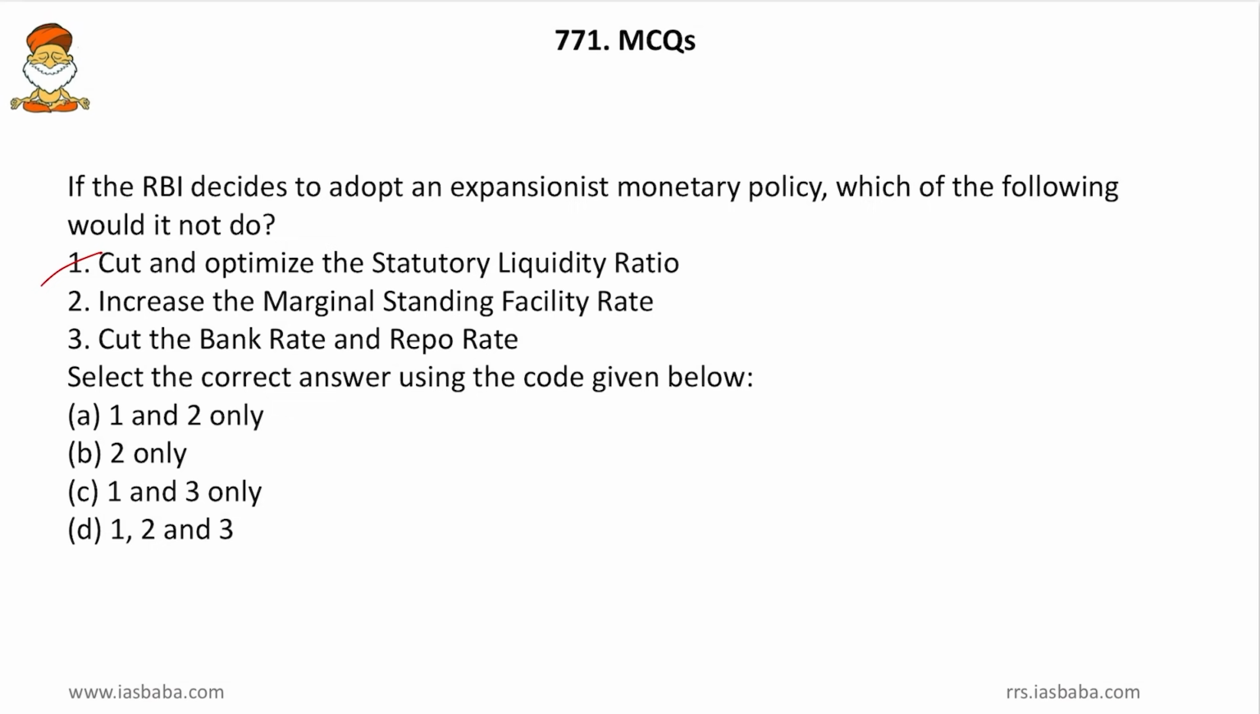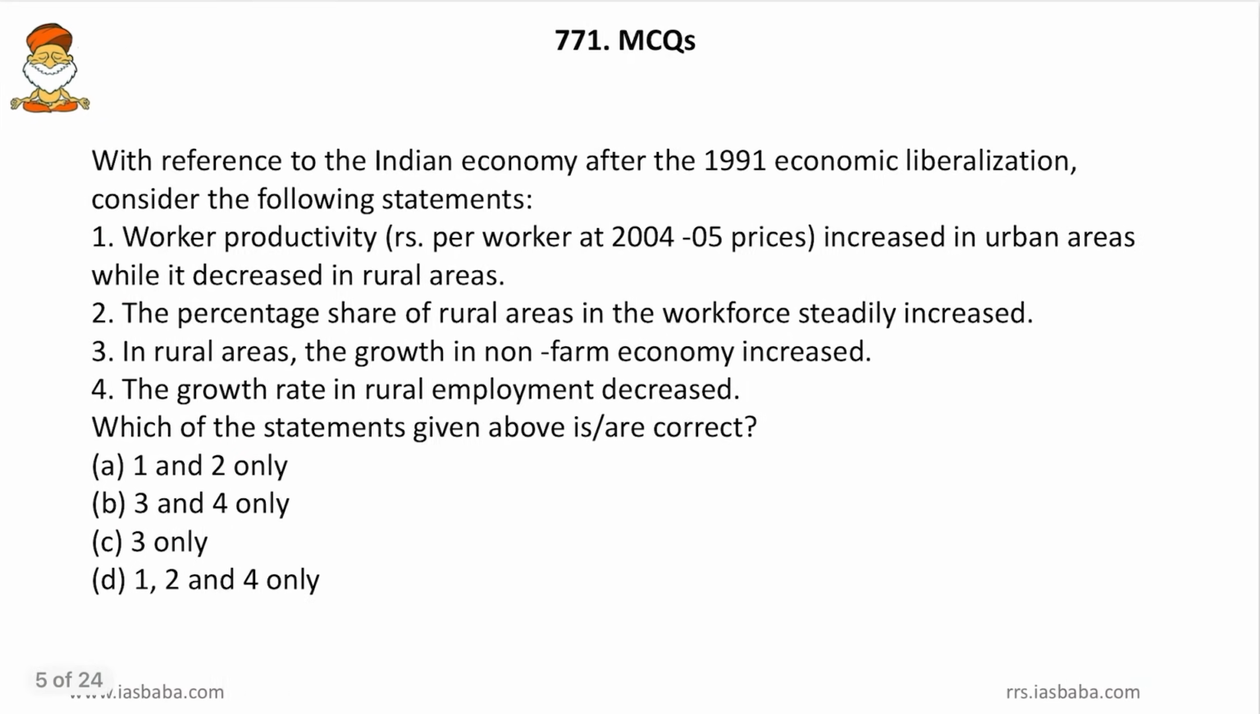Then second one, increase the marginal standing facility rate. Friends, if you increase the MSF rate, then the money infusing into the economy will decrease because the banks will not purchase loans under this increased MSF rate. So 2 cannot be an option. So we will search for the options by removing the statement 2, and here once again A, B and D will be striked out and C is the one which remains. So 1 and 3 only is the answer. Then come to next one.